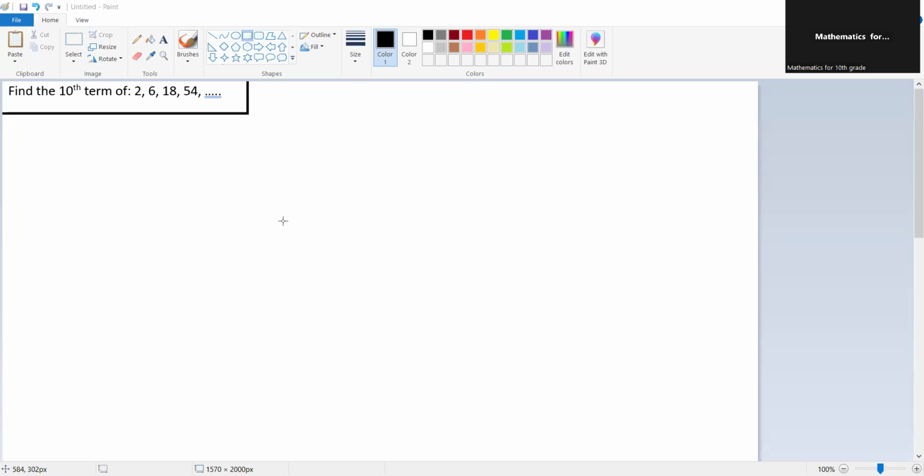Find the 10th term of 2, 6, 18, 54, etc. If you notice, these terms are in geometric progression. Now, what's a geometric progression? Let's understand.